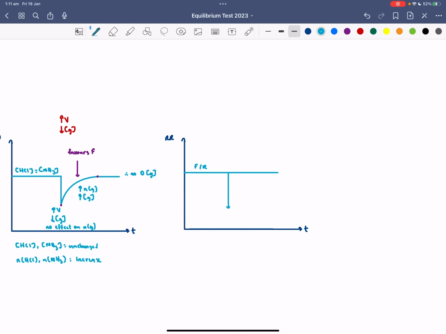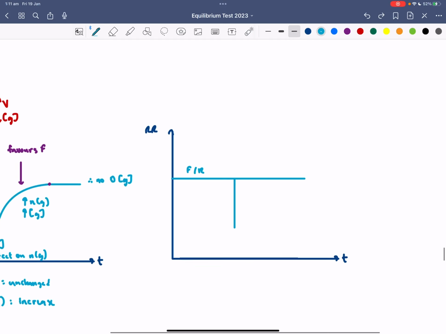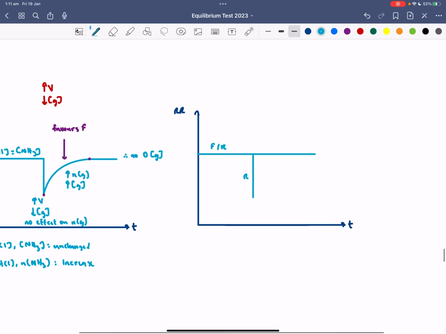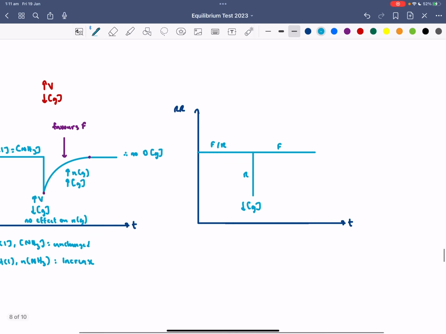All right, there is a decrease in the reverse reaction rate. Why? It's because there is a decrease in the concentration of gas species. Okay? All right, forward stays put. Now remember, this doesn't come back down, and what we're used to is this coming back down and this coming down and meeting up together again.